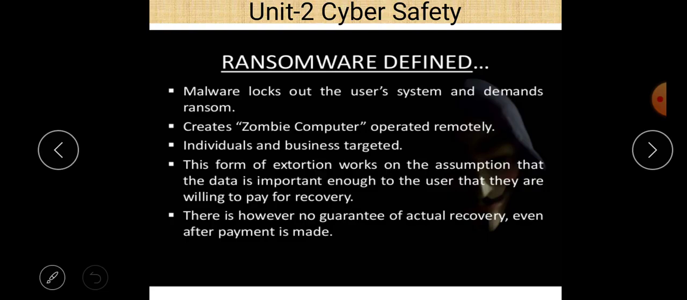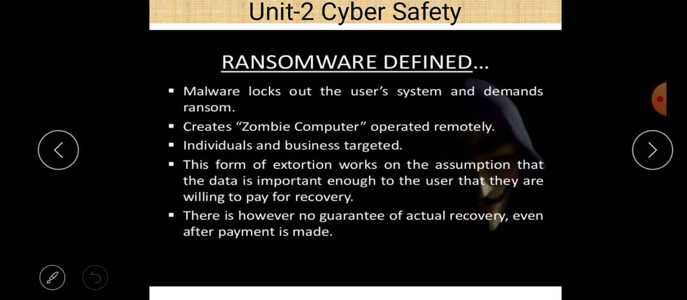Most of the time, individuals, big personalities and businesses are targeted by ransomware, and the attackers demand ransom. If you don't fulfill the demand, they can damage the data or damage your computer systems. This form of extortion works on the assumption that the data is important enough to the user that they are willing to pay for recovery. They gain access to data that is very important for a person or an organization. They know that if they delete that data, it is very harmful for that organization. So they demand ransom for that particular data.